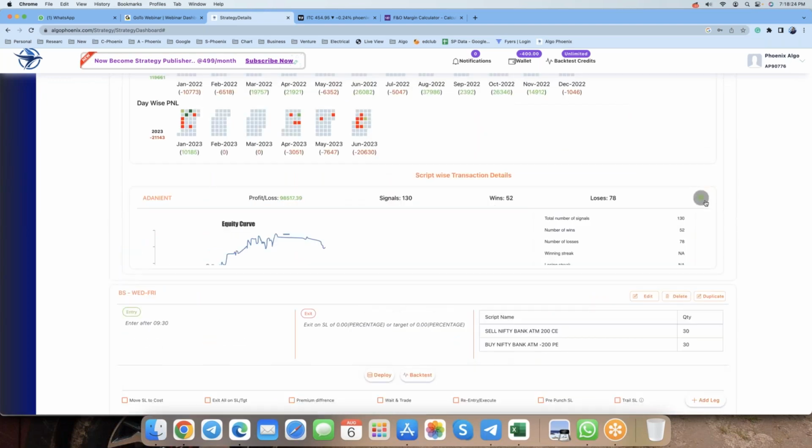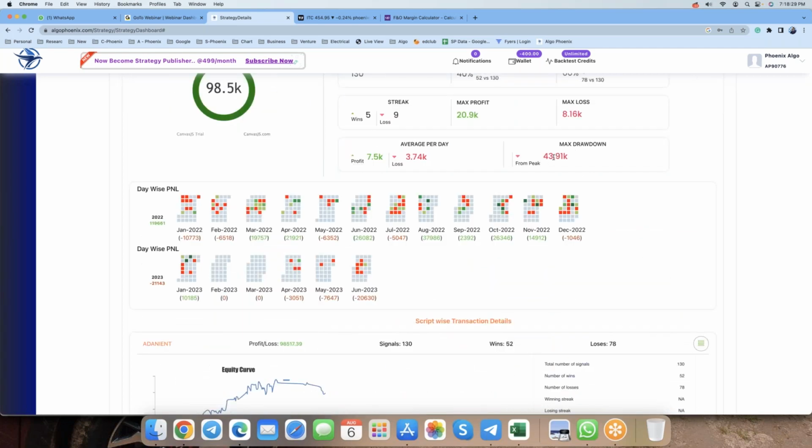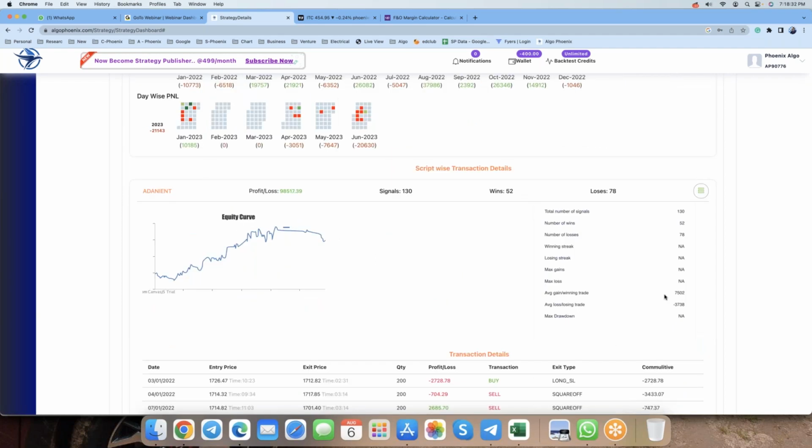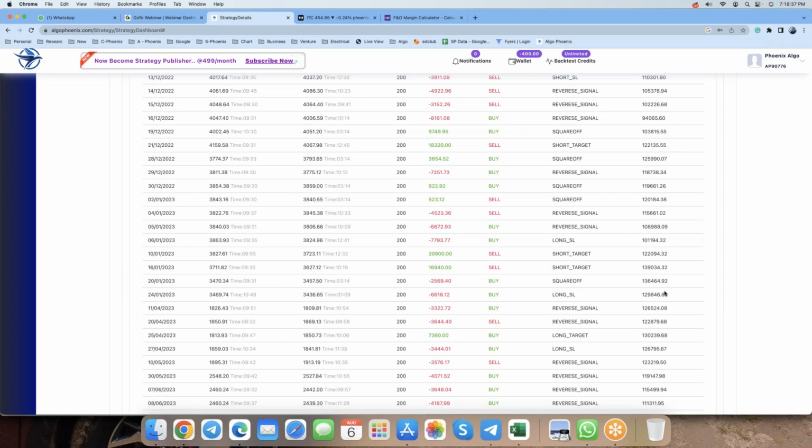If I look into the transaction details, the maximum drawdown shows an average loss per day of 3.7k. Okay, so the loss is quite high. The average loss is coming around 3.7k, and it's going up to 6,000, 7,000 and more.